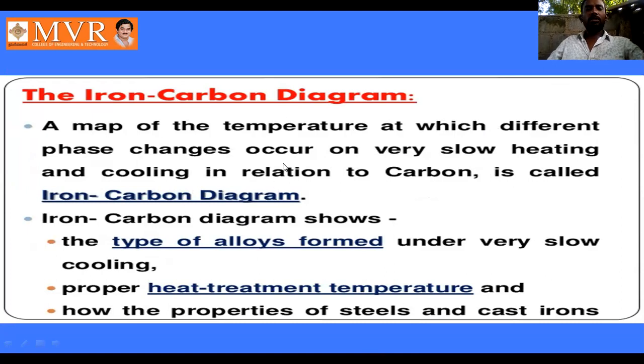A map on the temperature. Here we can call it a map, but we can call it a diagram: a diagram of the temperature at which phase changes occur. Phase changes occurring on very slow heating and cooling, in relation to carbon, is called the iron carbon diagram.